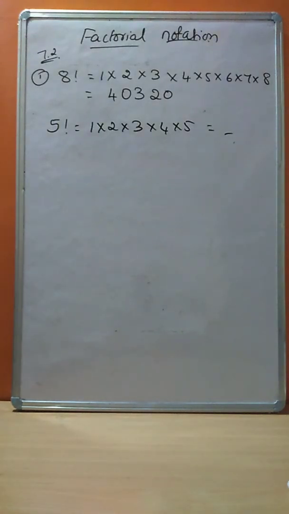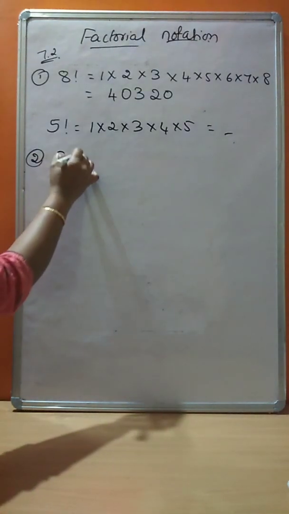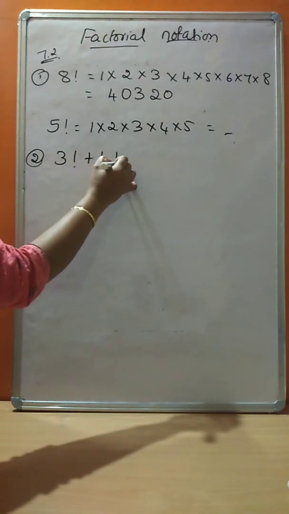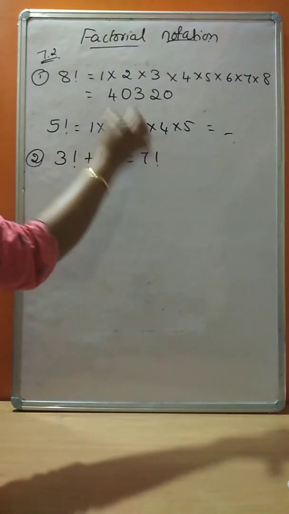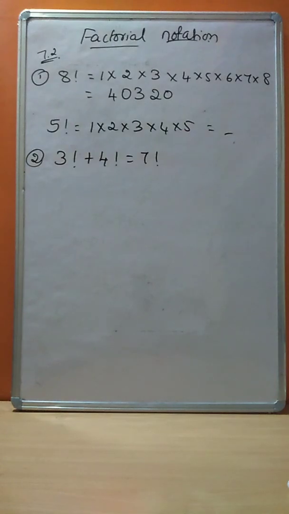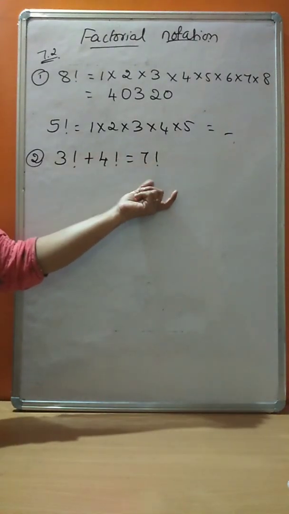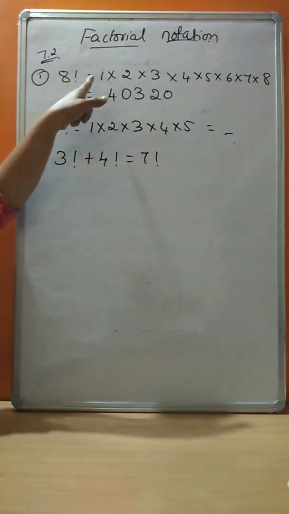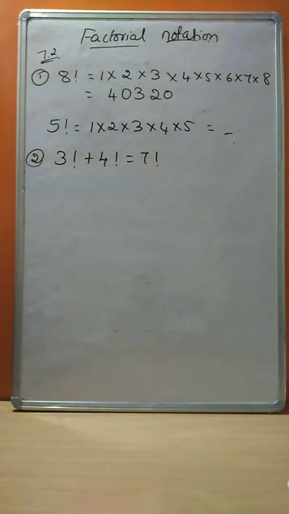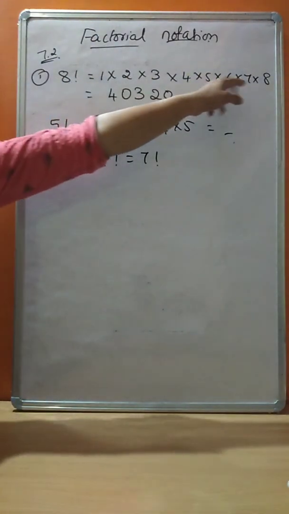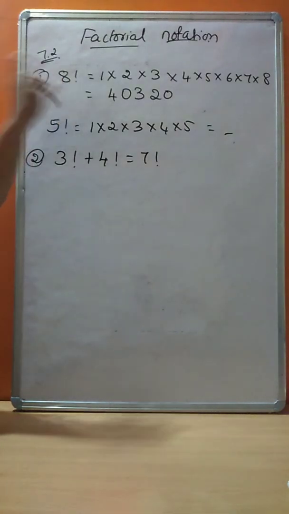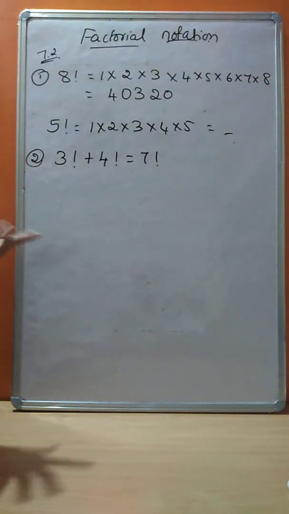Okay. Second problem. 3 factorial plus 4 factorial is equal to 7 factorial. In this problem, he is telling that LHS is equal to RHS. How to check this one? See, if he has given a single element, we can easily go for expansion. We start from 1 up to the end, whatever value he has given: 8, 7, 6, 5, like that.